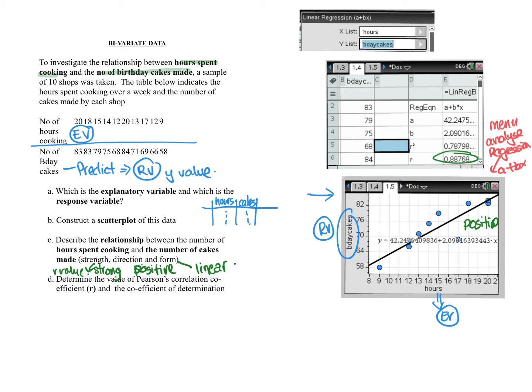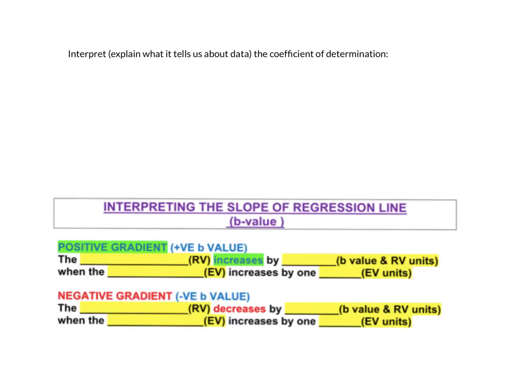Now it asks me to determine the value of Pearson's correlation coefficient, which is R. So R equals, and I've got that there, 0.89, I'm just going to do 2 decimal places. Then it also asked me to find the coefficient of determination, which is R squared. I'll write that to 2 decimal places as well, so I'll write 0.79.